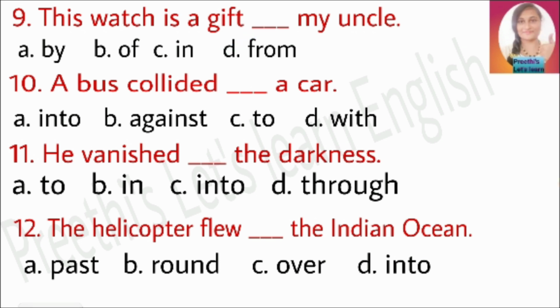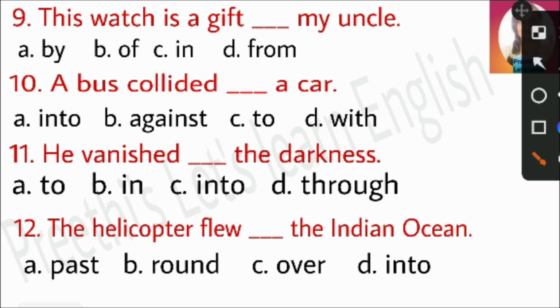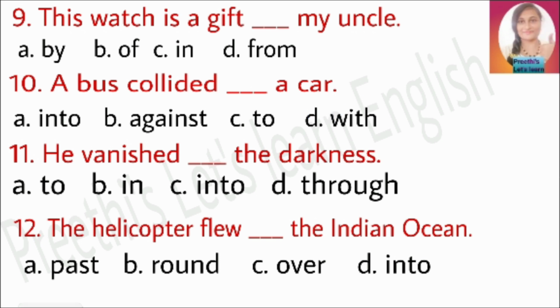Next. 10th one. A bus collided blank a car. Collided means hit, dashed a car. Okay. So for collided, what is the preposition we have to use here? Collided with a car. A bus collided with a car. Option D is the correct answer.